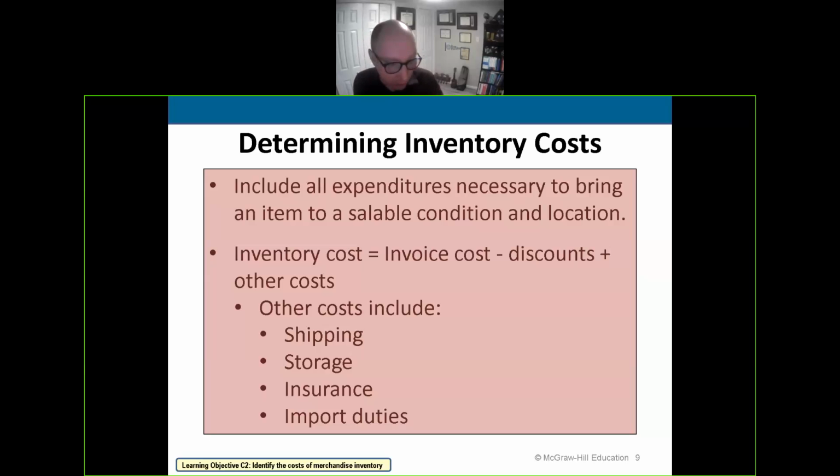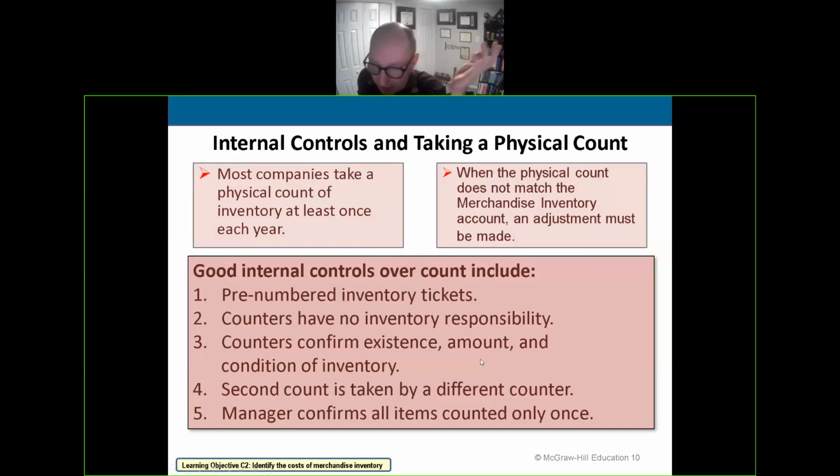So if I'm going to sell a product and that product is made somewhere else, we'll say it's made in Brazil, okay? The product's made in Brazil. I am going to purchase it from Brazil. When it comes to the United States, I might have to pay import taxes. We call these import duties. That'll be added to the cost of my inventory. So it's the inventory cost itself, the purchase price, minus any discounts, plus other costs like shipping, storage, insurance, and import duties. Duties simply means taxes.